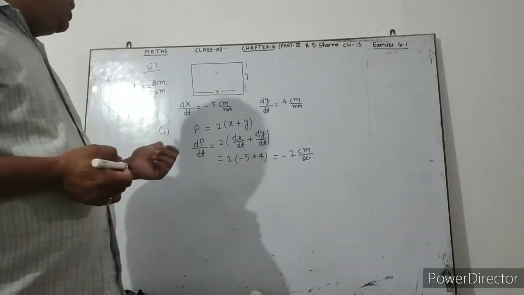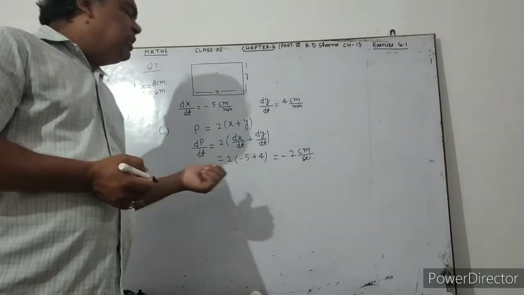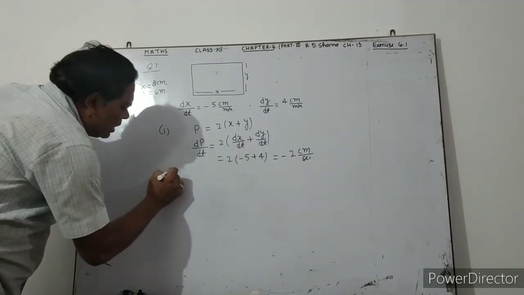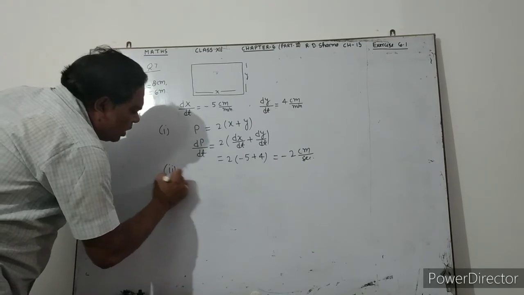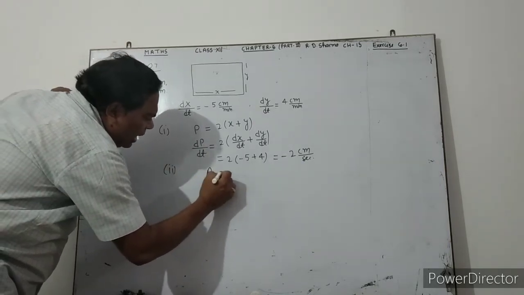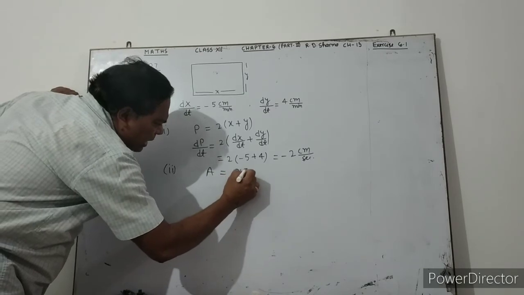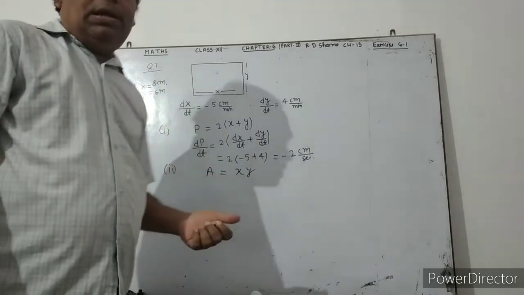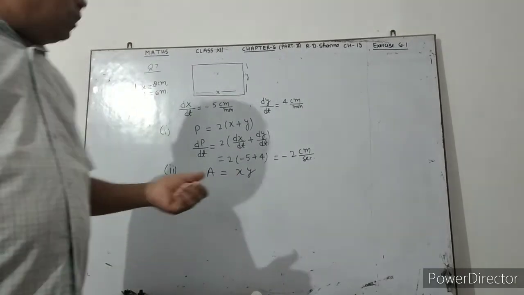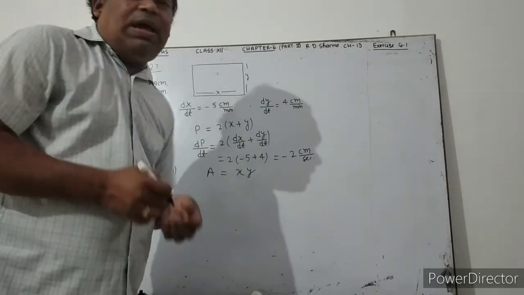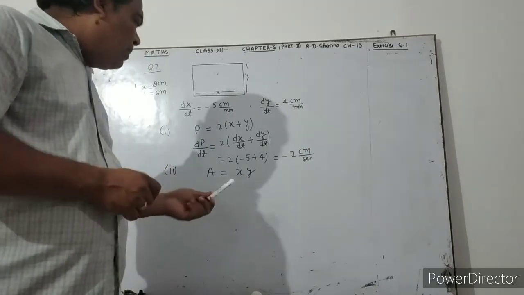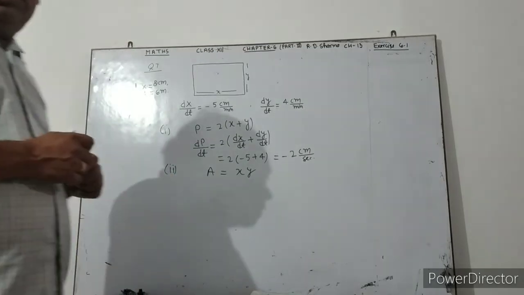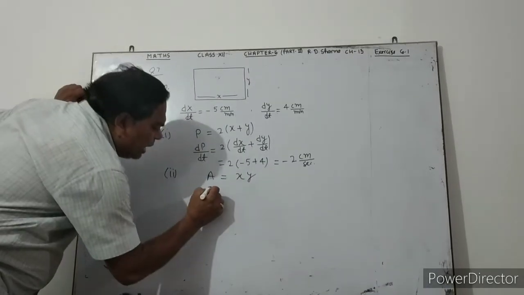Now in the second part, what is the rate of change in the area? You know the formula of the area of a rectangle: length into breadth, and this is x into y. Now you find dA upon dt. Here x and y are the two variables, then you apply the product rule.